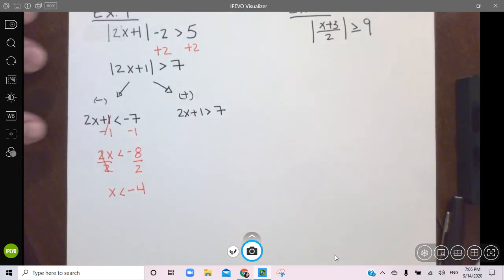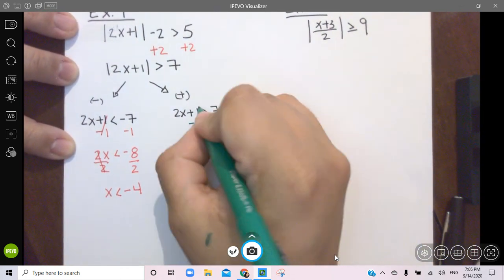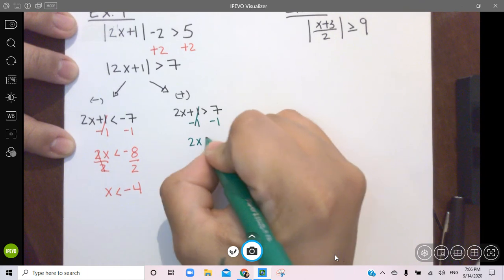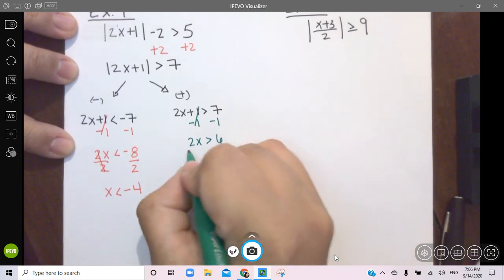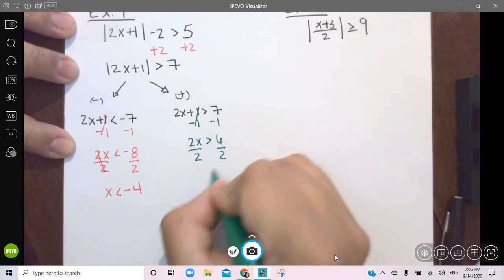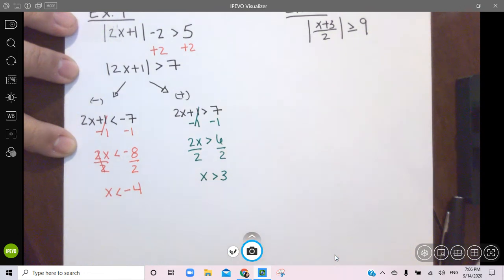Okay, so let's go to my other side. I'm going to do about the same thing. Subtract 1. That leaves me with 2x is greater than 6. After I divide by 2 on both sides, I'm left with x is greater than 3.